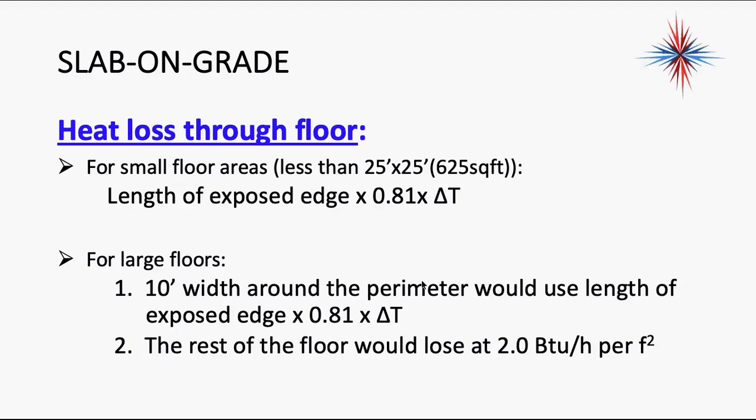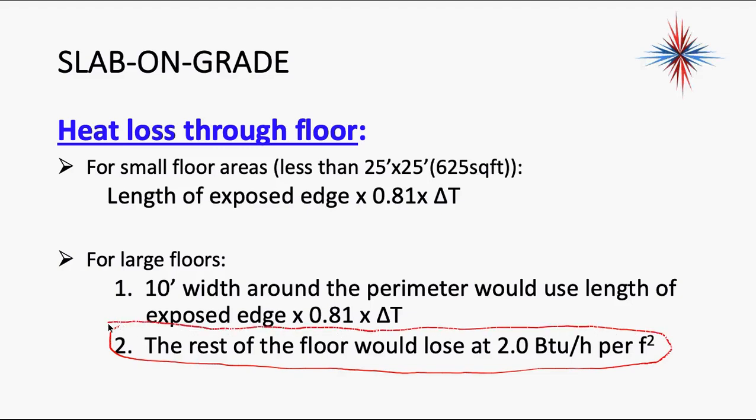For large floors, you take basically a 10-foot width around the perimeter. This is a big commercial building. You take the length of the exposed edge again, and then you do the 0.81 times delta T, but then you add in the area of the rest of the floor, with the exception of the 10-foot width. So you take the area of the rest of the floor, and it comes out as 2 BTU per hour per square foot. Does this sort of make sense when you look at it?